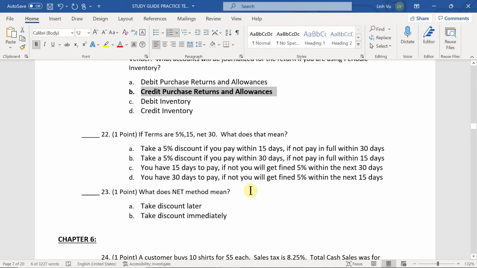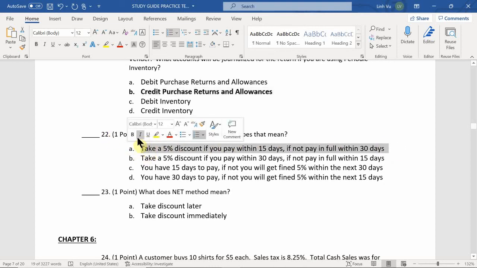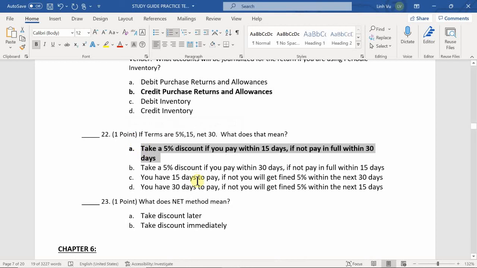All right. Number 22. If terms are 5%, 15, net 30, what does that mean? Let me see. 5% discount if you pay in 15 days, and not to pay full is A. You take the 5% discount if you pay in 15 days. Good. If you pay after 15 days, you pay the full amount. Correct.